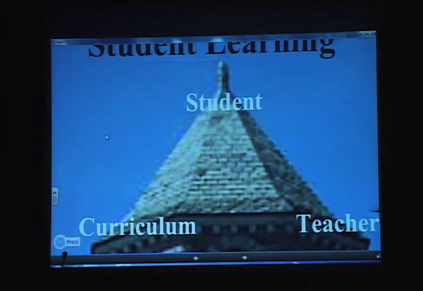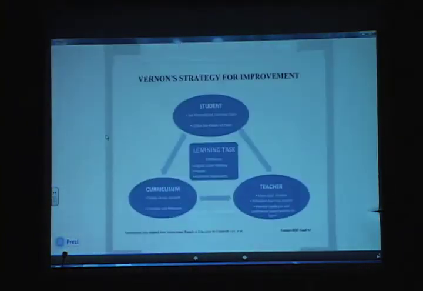So we've looked at that. This is more likely how you've seen it, the three bubbles: the student, the curriculum, and the teacher. We've looked at these items. You can see there are bullets under those bubbles, and we put the learning task in the middle, because it is indeed the learning task that predicts performance.